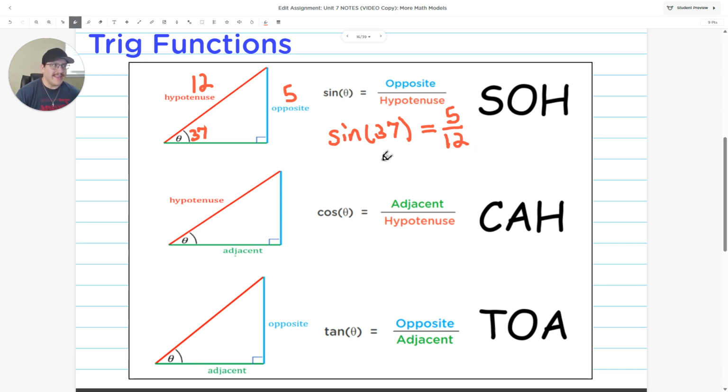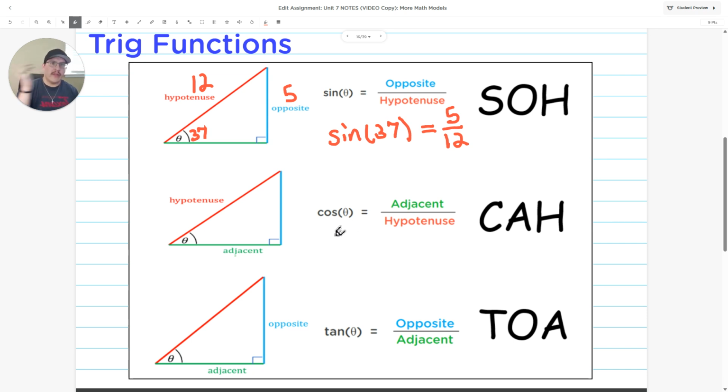So 5 divided by 12 is the same as saying sine of 37. And again, this is just an example of what you're going to be seeing here. Okay, so again, sine of this angle is the opposite divided by the hypotenuse. We'll talk about what SOH means, but for right now, this is what sine of 37, or sine of the angle, means.